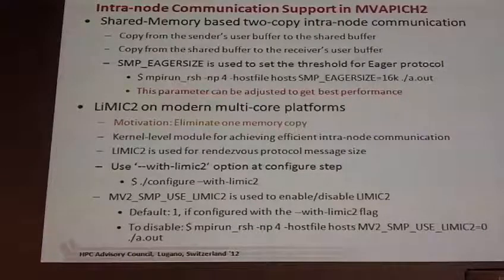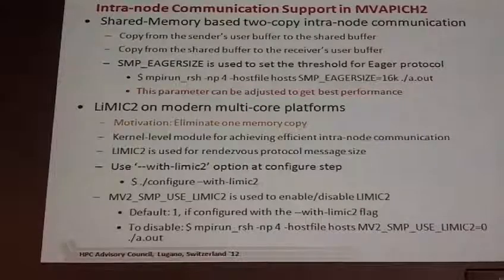So here we have two kinds of mechanism. One is the standard shared memory, which copies from the sender's user buffer to the shared buffer, and then copies from the shared buffer to the receiver's user buffer. So we call it a 2-copy. Within the memory, the sender writes and the receiver reads. And here again there is an eager versus rendezvous change you can make. The default is 16K, but you can vary it based on the frequent message sizes used in your application to get the best performance.